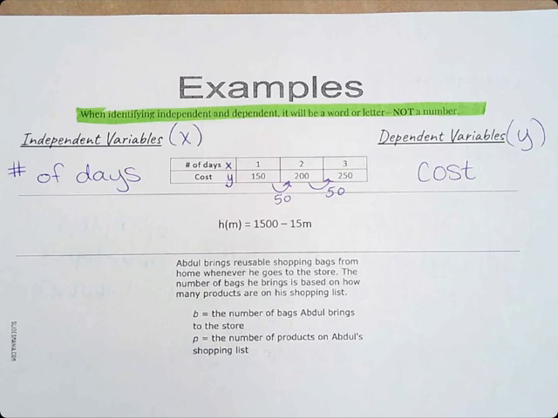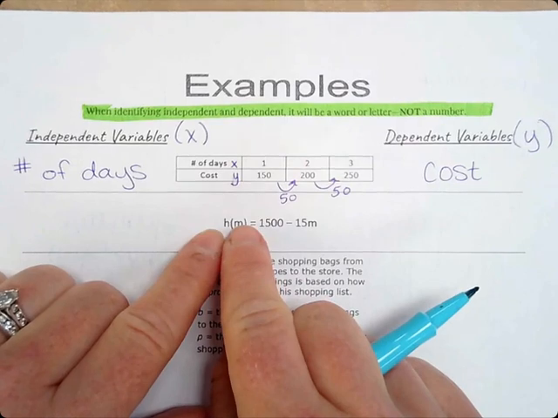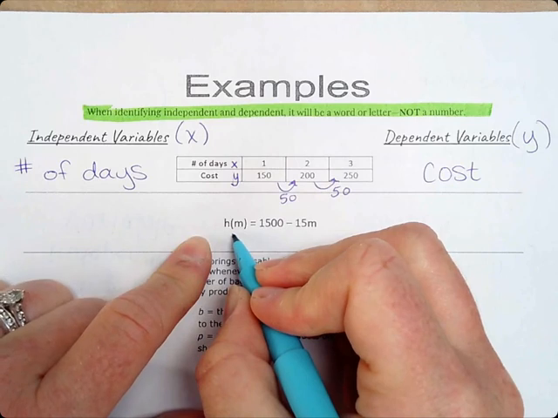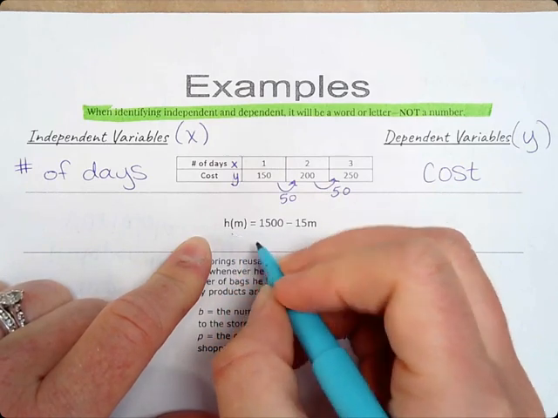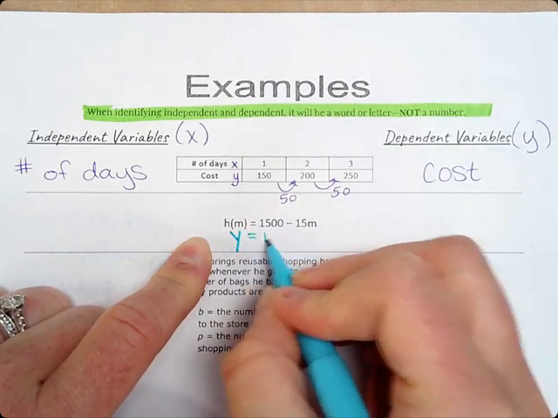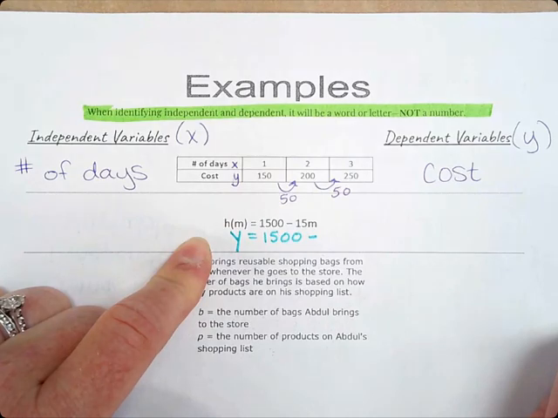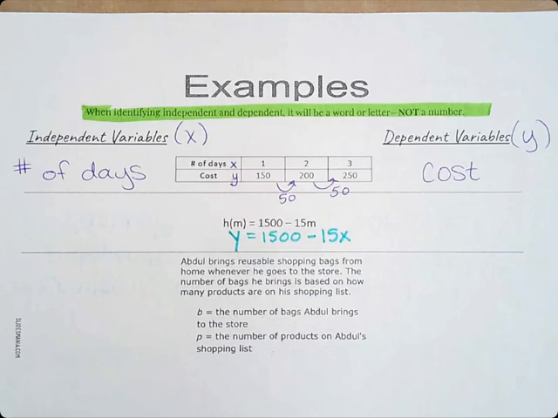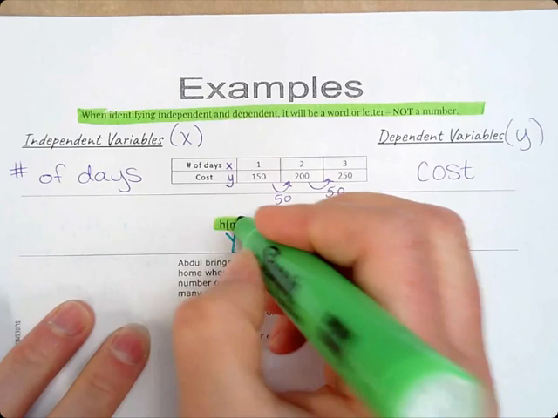Let's look at the next one. H of M equals 1500 minus 15M. So I need to replace this with Y, replace Y and X. If it says this equals, what variable can I replace H of M with? If it's a linear function, Y. Y equals 1500 minus 15x. So now that I replaced it, you can look, H of M is my Y.